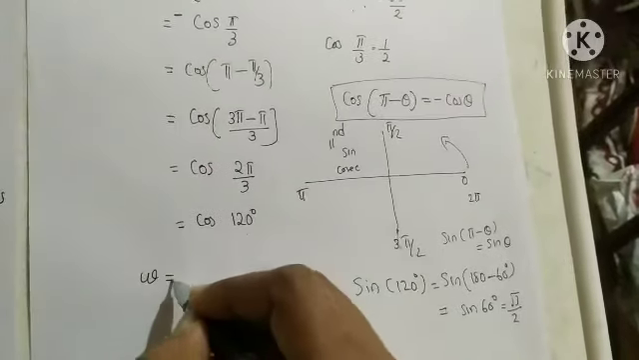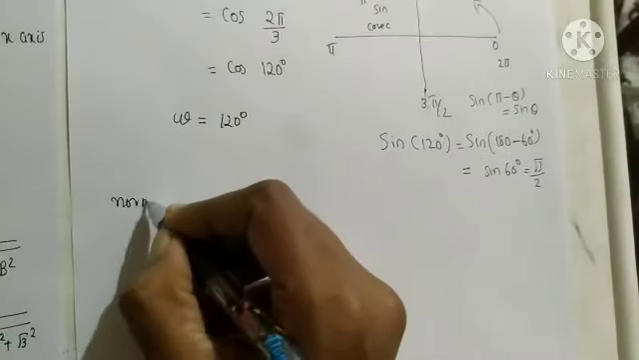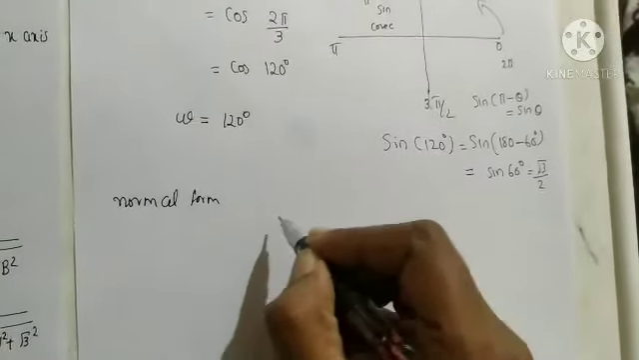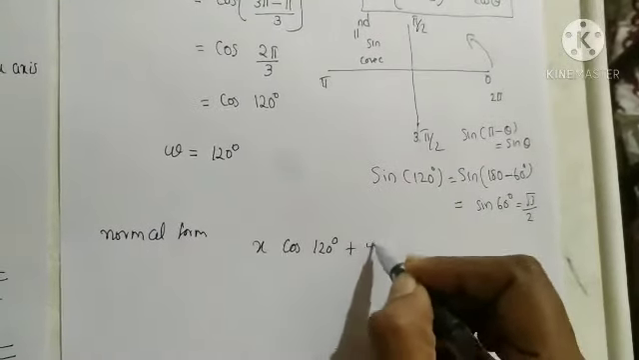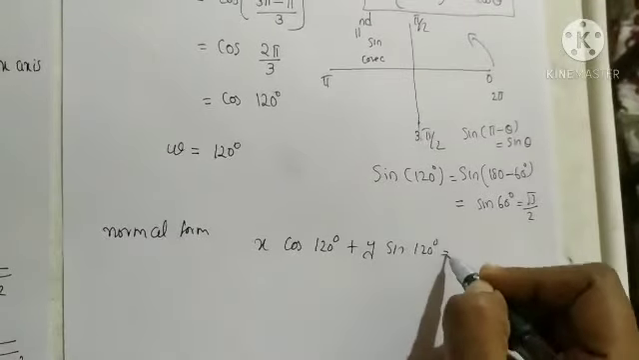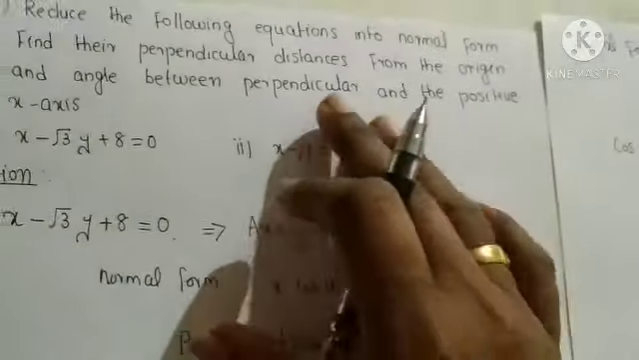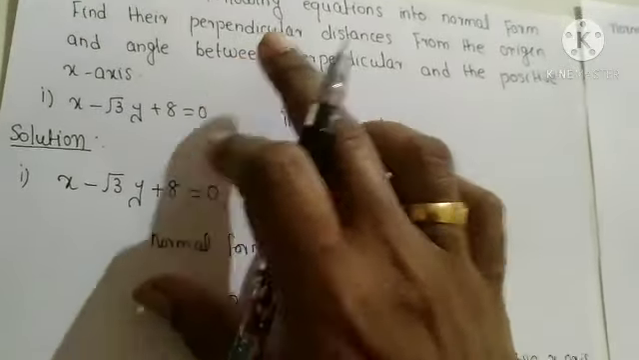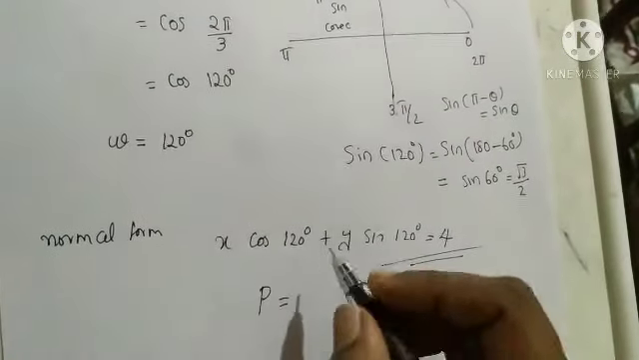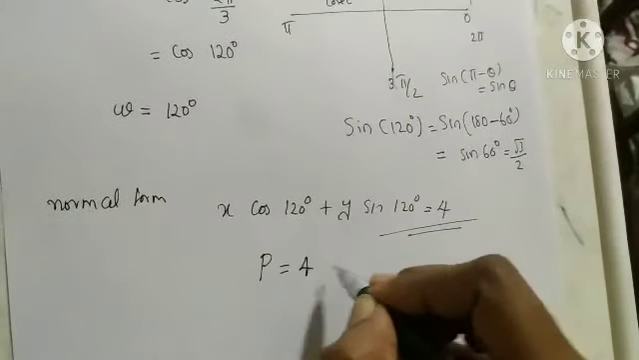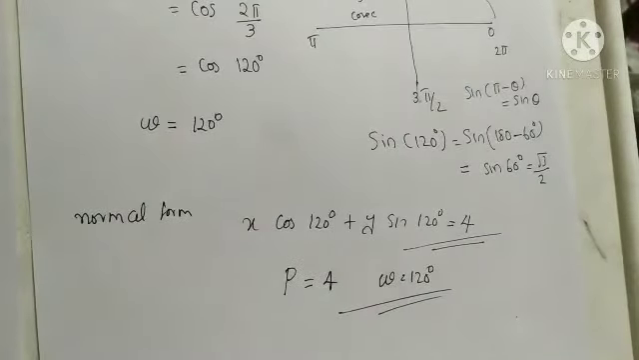So we are writing omega is equal to 120 degrees. Next I am going to write the complete normal form of the equation of a line, that is x cos 120 degrees plus y sin 120 degrees equal to 4, is our final answer. In this question they are asking to find omega and p, and we have found that p is equal to 4 and omega is equal to 120 degrees. Okay, I hope you understood this question.